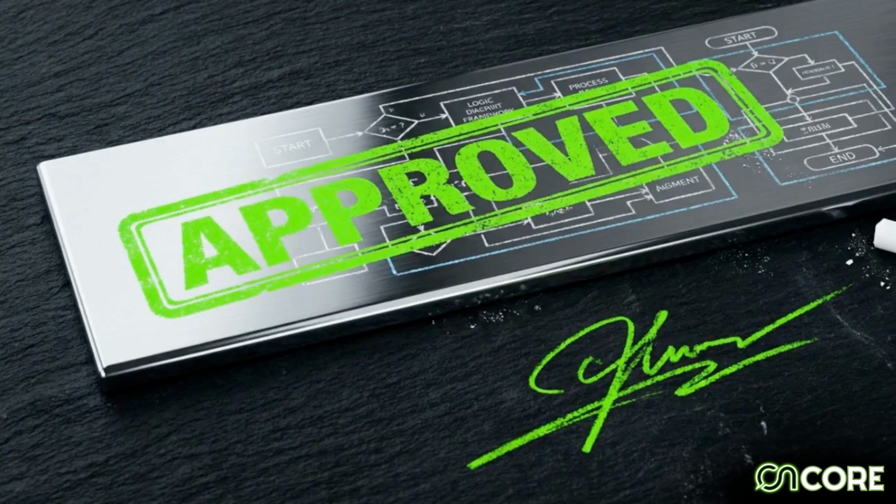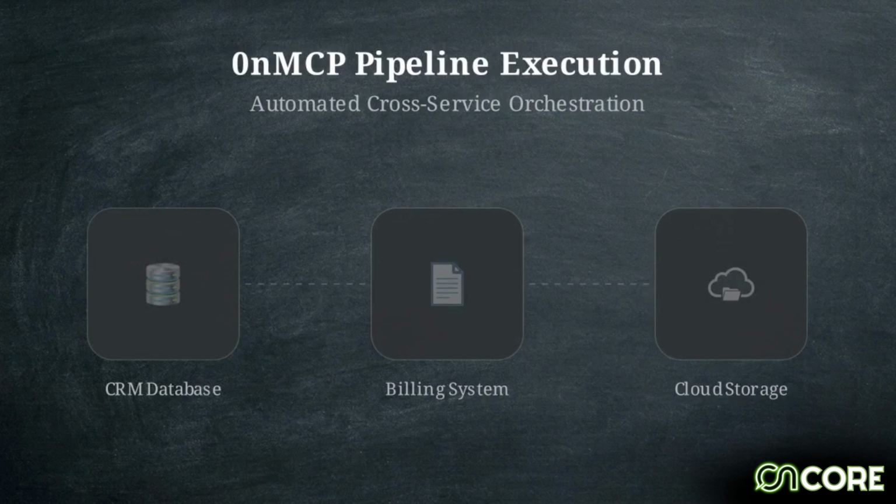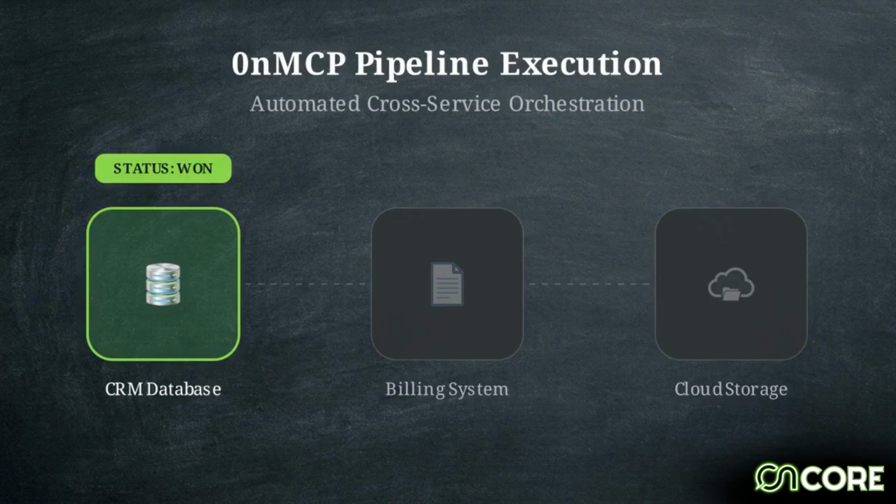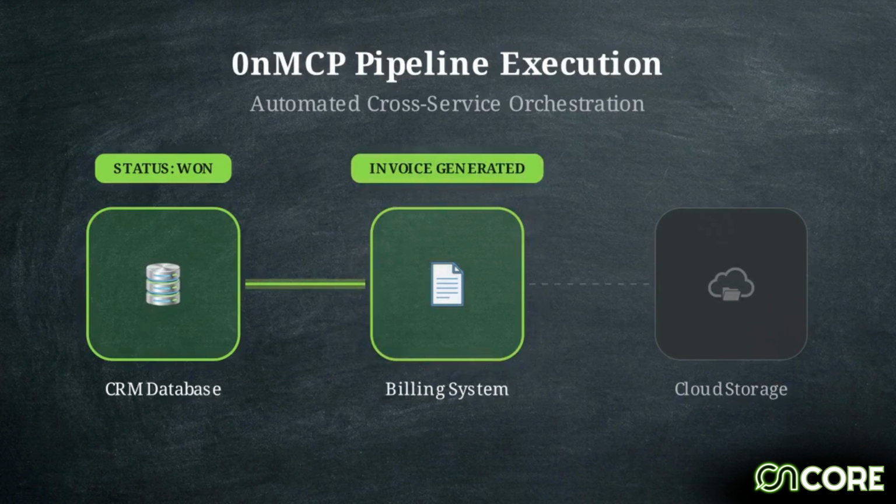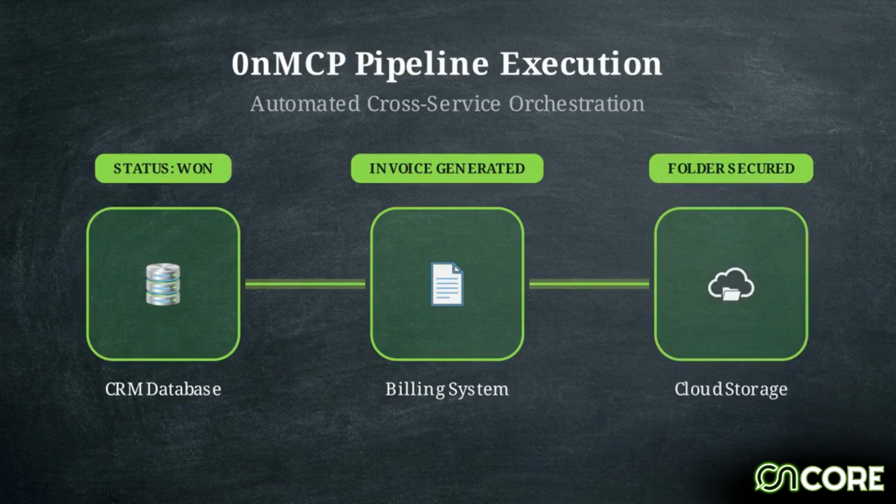The exact same process applies when that new lead officially signs a deal. This diagram traces the sales workflow. The pathway lights up starting at the database, where the status updates to 1, moves over to generate an invoice in your billing software, and finally creates a secure folder in your cloud storage.